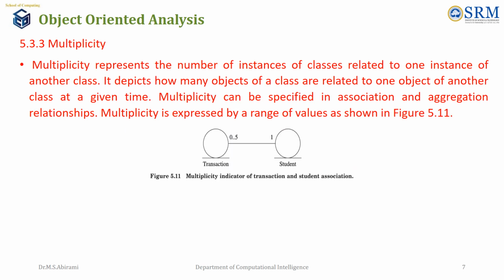The next is multiplicity. Multiplicity represents the number of instances of a class related to one instance of another class. It depicts how many objects of a class are related to one object of another class at a given time. Multiplicity can be specified in association and aggregation relationships, and it is expressed by a range of values as shown in figure 5.7. Thus, a student can take a maximum of 5 books. In a transaction, the multiplicity is given as ranging from 0 to 5.